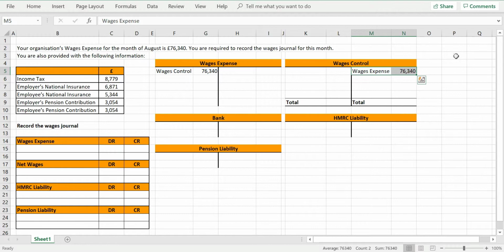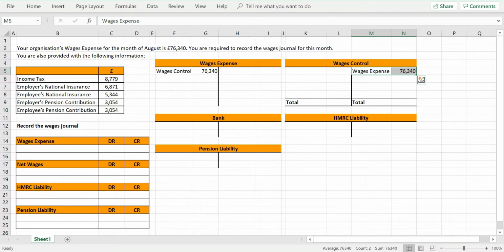Now what we're going to do is this amount that we've got in the wages control, we're going to take out of the wages control and put it into the other accounts, therefore reconciling that the amounts that we've paid to our employees, HMRC and pension all match. And you'll see that as we go through this journal.